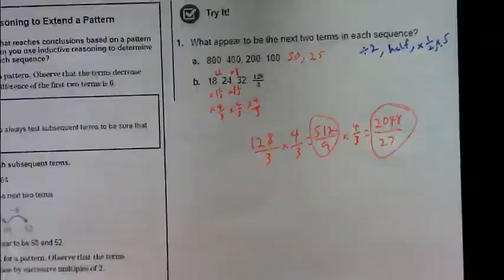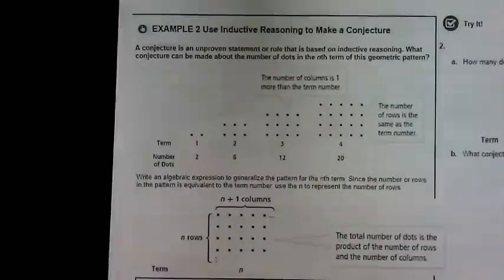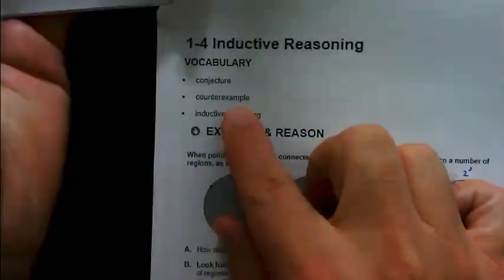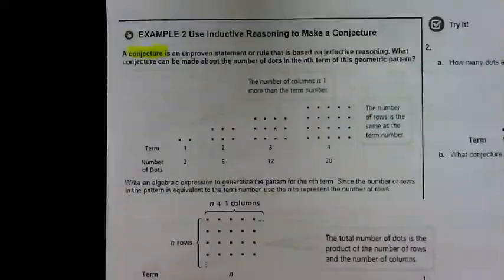All right, let's move on. So, example 2. More inductive reasoning. Now, it says inductive reasoning to make a conjecture. Well, what's a conjecture? So this is another vocab word. There's a total of, I think there's 4 vocab words today. Hold on, let me flip back for just a second. Oh no, 3. Conjecture, counterexample, and inductive reasoning. Those are the ones that we're looking at today. So we've already looked at inductive reasoning. Now we're looking at a conjecture.